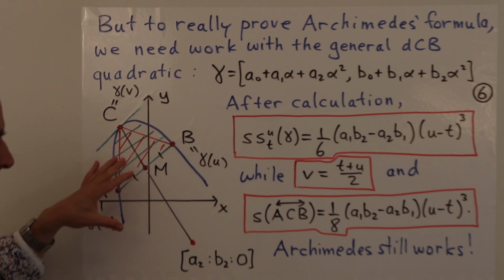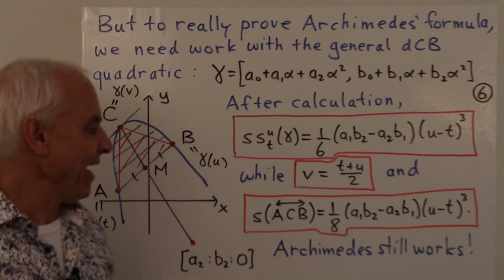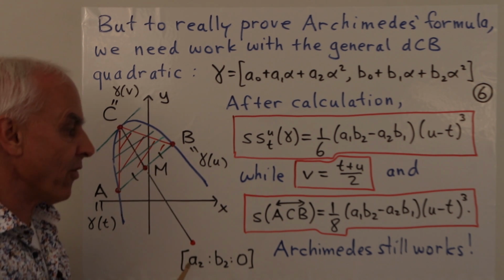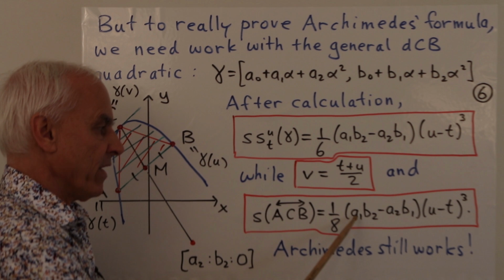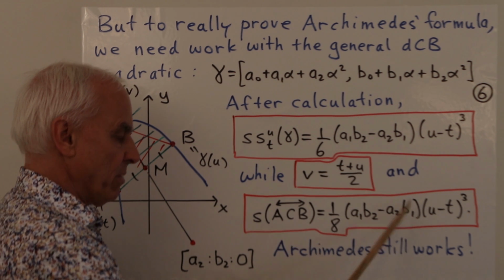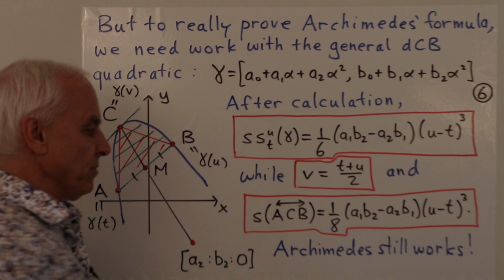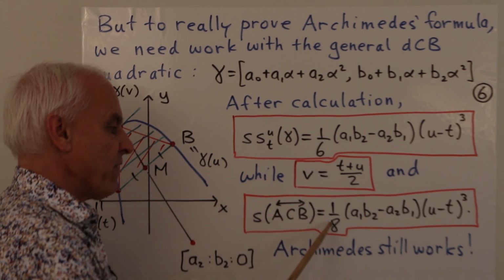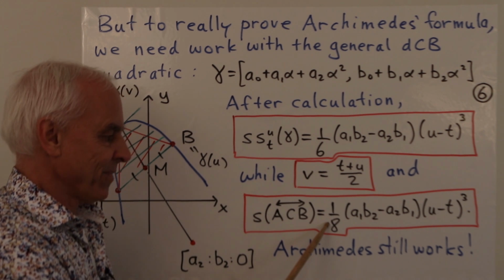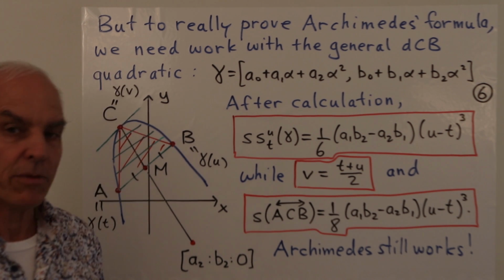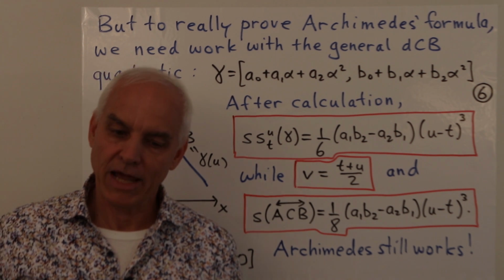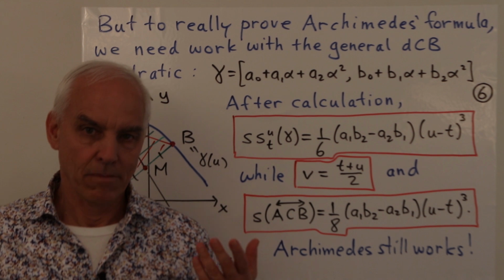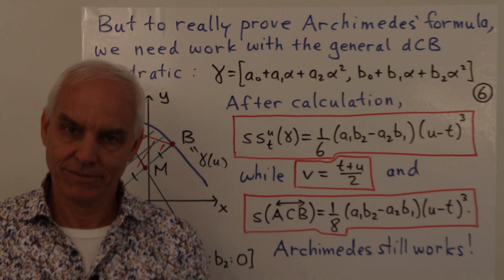And so we can make a calculation just like what we've done and find that the signed area of ACB, this inscribed triangle, is 1/8 of, again, the same quantity a1b2 minus a2b1 times u minus t cubed. And so this thing here is still 4/3 this one. And so we've demonstrated that Archimedes' parabolic area formula still works in the more general parabolic setting.